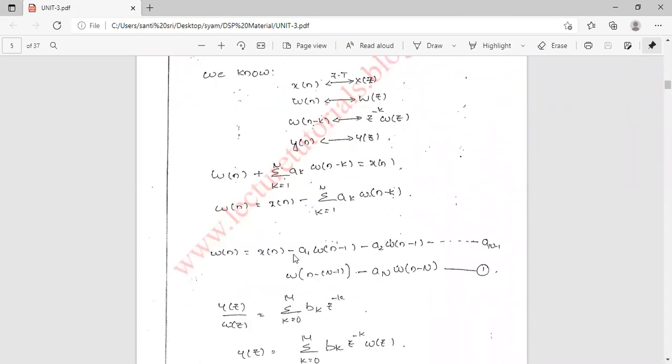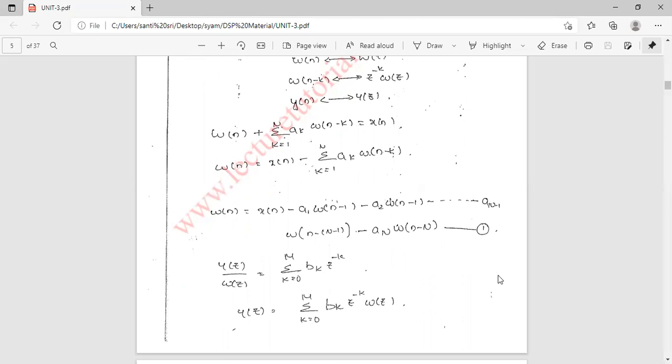So w of n equals x of n minus a1 into w of n minus 1 minus a2 into w of n minus 2, like this, up to minus a n minus 1 into w of n minus n plus 1, minus a n into w of n minus n. This is considered as equation number 1.